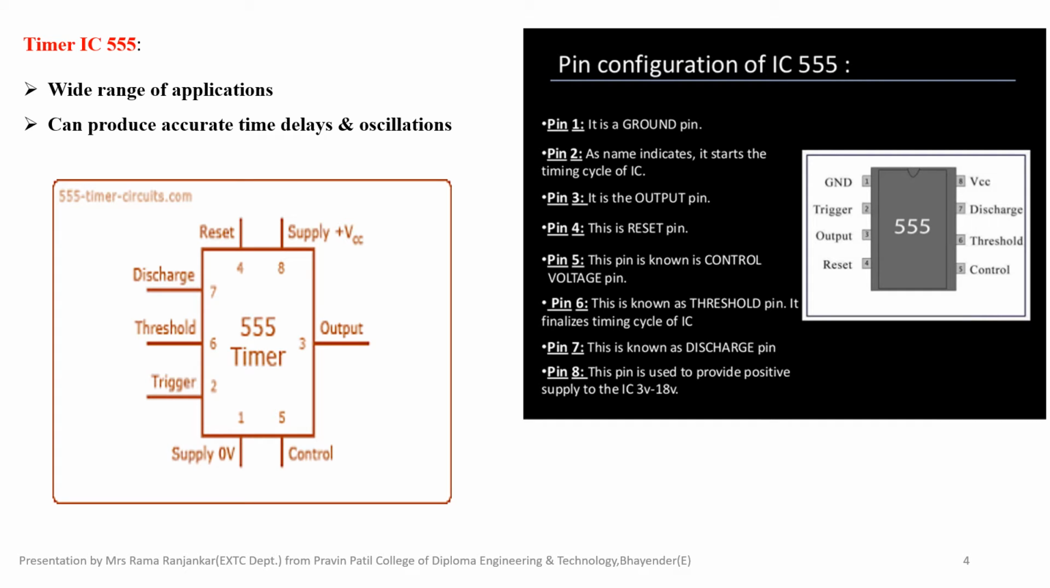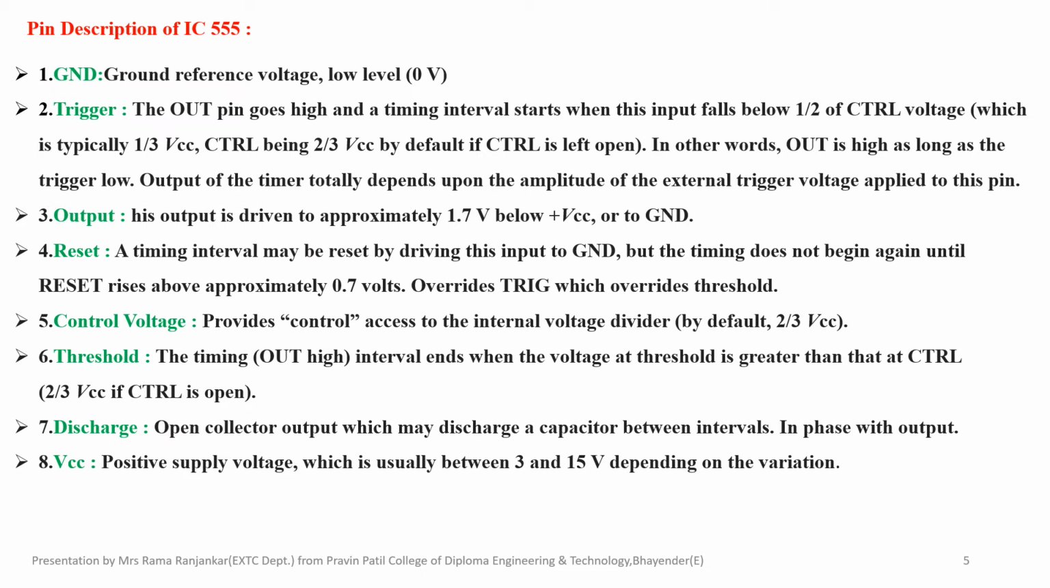In this diagram, the pin diagram of 555 IC is given. It has a total of 8 pins. Pin number 1 is connected to ground. Pin number 2 is the trigger input. Pin number 3 is the output pin. Pin 4 is the reset pin. The 5th one is the control voltage pin. The 6th is the threshold voltage pin. Pin 7 is the discharge pin and pin number 8 is the positive supply to the IC. Around 3 volt to 18 volt power supply is to be applied here.